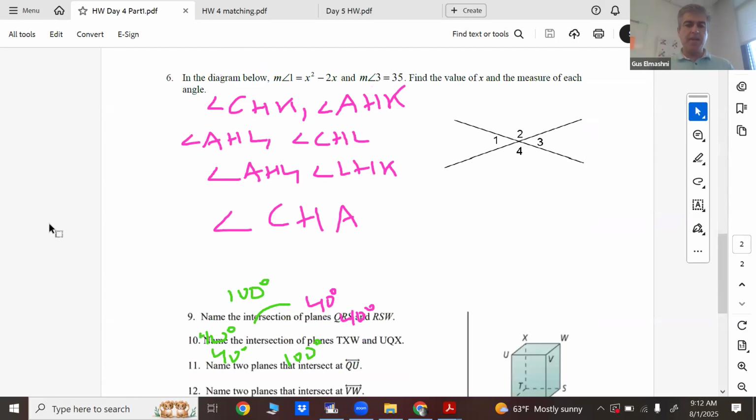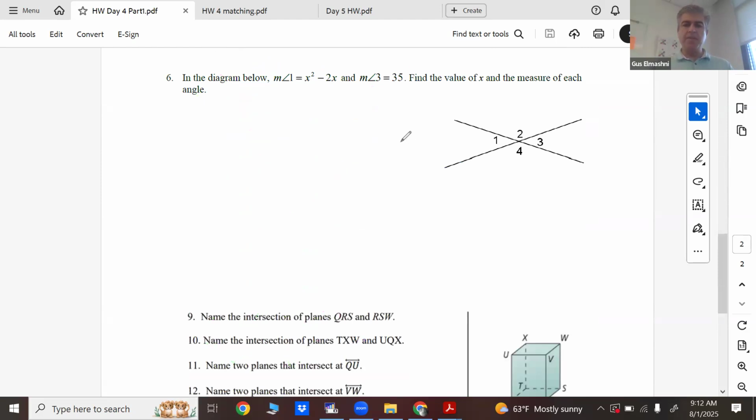For number 6, ooh, good one. Told you I love these problems. Angle 1 is x squared minus 2x. Angle 3 is 35. What's the relationship between those two angles? Are they the same? Yep. Either they're going to be the same or add up to 180. That's usually what's going to happen. Sometimes they add up to 90 depending on the diagram, but usually they're going to add up to something or equal each other, right? So that's what you do. You set them equal to each other and you go about solving.